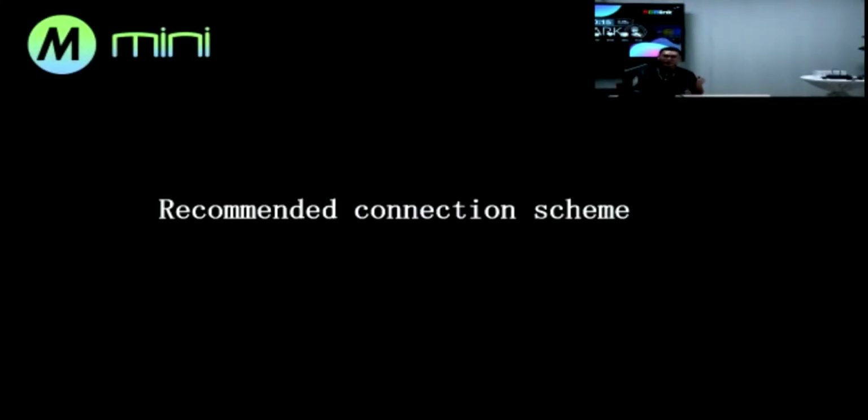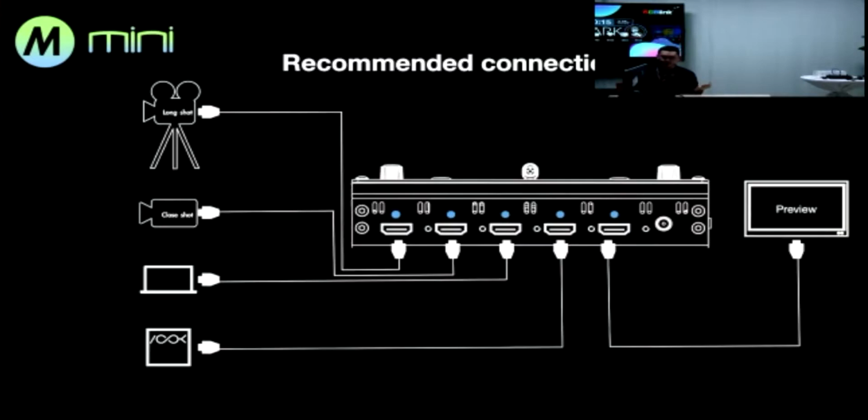Then we will introduce the recommended connection scheme. The main use of the Mini is live streaming, and in this recommended connection scheme, you can see we connected a long shot camera, a close shot camera, the computer signal input, and also ASK. I'll introduce them one by one. As you can see, there is the long shot camera, and we can use it to shoot the live streaming room environment and more.